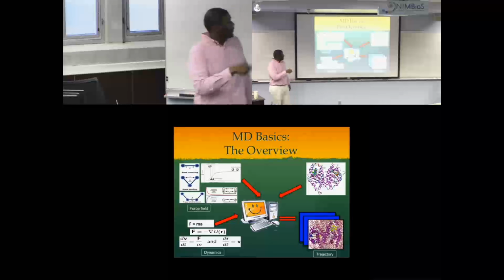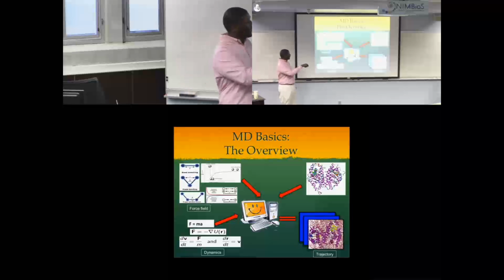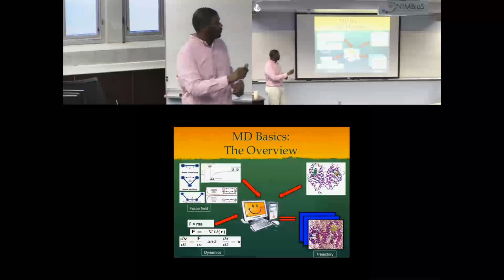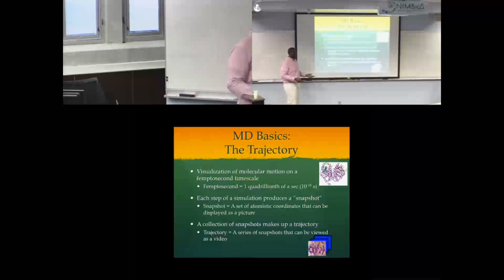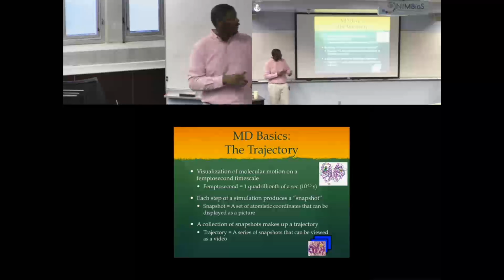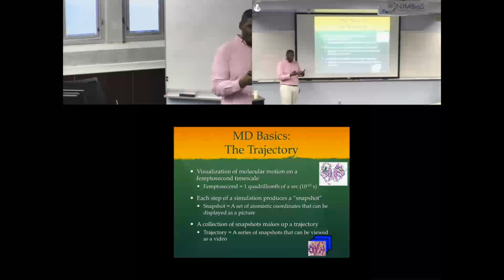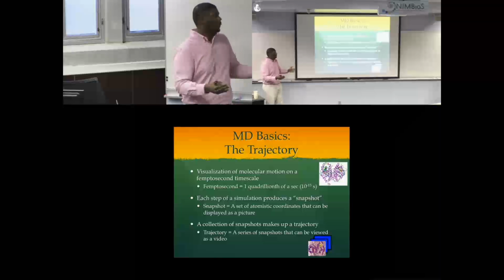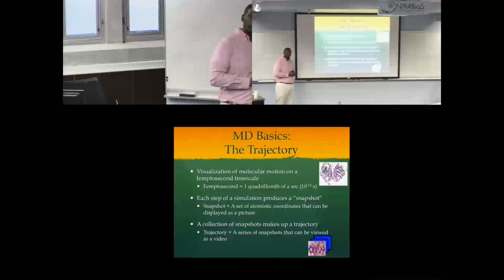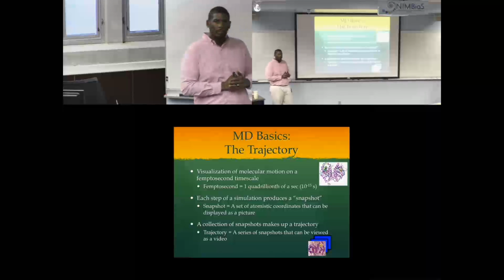All right, so this is the overview again. We have 3 components that go in, put them in the computer, shake it up, press enter, and then you get a trajectory spit out. So what exactly is a trajectory? A trajectory is kind of a visualization of the motion of the molecule, and it's showing you steps in time on a femtosecond time scale. So you're talking about 1/4,000,000th of a second, okay?